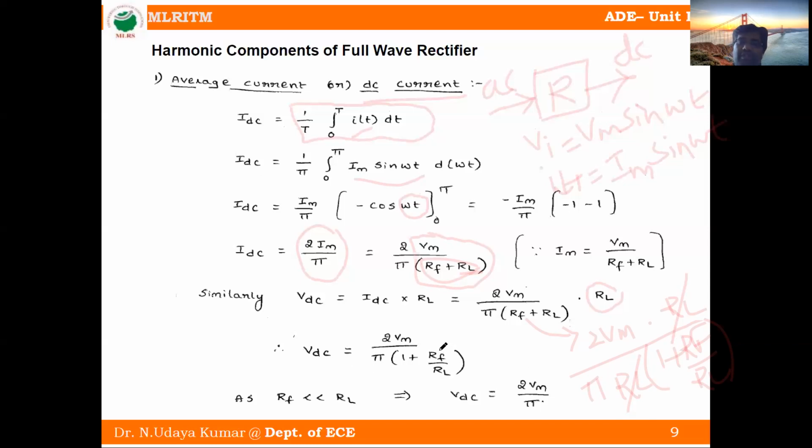We know that when the diode is forward biased, Rf is very small, so resistance is very low and current is more. RL, the load resistance, is very high. The numerator term is Rf and the denominator term is RL. If the denominator term is larger, the final factor is small. So 1 plus a small quantity is at most 1 only. That's why VDC is equal to 2Vm by pi. So this is called DC current and DC voltage.